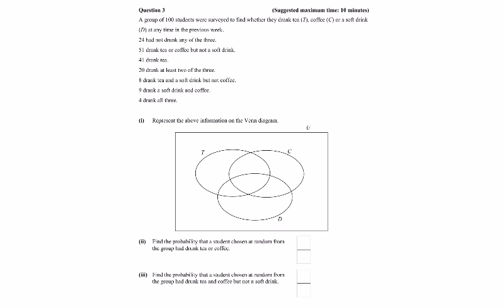So let's move on to this 3 sets one. A group of 100 students were surveyed on whether they drank tea, coffee, or soft drink. So U is equal to 100. 24 is the first one, had not drunk any. 51 drank tea or coffee, but not a soft drink. 41 drank tea, okay, we just put T equals 41 over here. 20 drank at least 2, so that's these 4 sections, which is going to add up to 20, the 2s and the 3s.